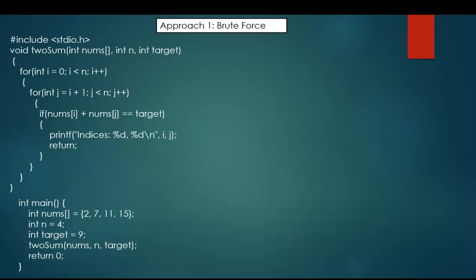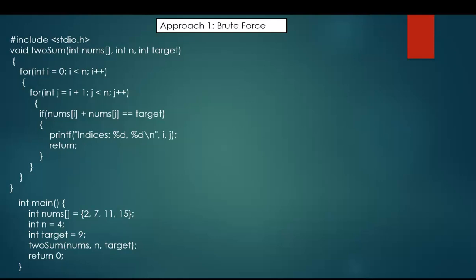Fine. So the function has two for loops. One says int i equal to 0, i less than n, i plus plus. A nested loop says for int j equal to i plus 1, j less than n, j plus plus, the core part of the logic. Look, I am checking if nums of i plus nums of j is equal to target. So if it is equal, I am printing the indices. Else, I am repeating.